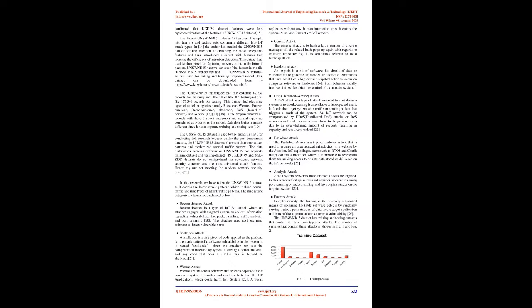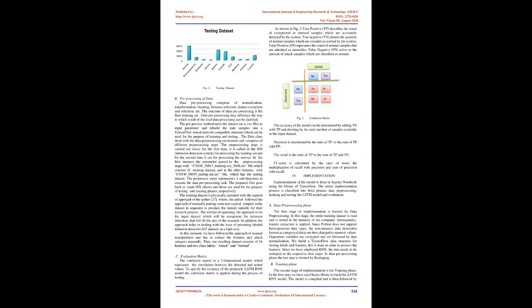This dataset can be downloaded from the source. The UNSW_NB15_trainingset.csv file contains 82,332 records for training and the UNSW_NB15_testingset.csv file contains 175,341 records for testing. This dataset includes 9 types of attack categories, namely backdoor, worms, fuzzers, analysis, reconnaissance, shellcode, DoS (denial of service), and exploits [16, 17, 18].